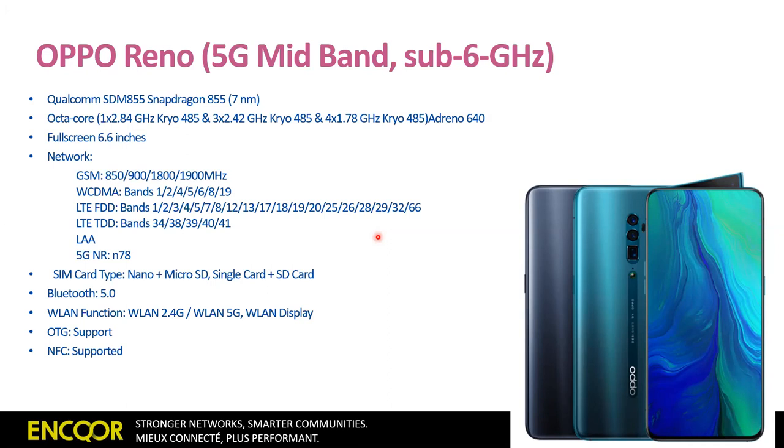I'm going to go quickly through the devices here one by one. Like we have Oppo Reno. It's 5G mid-band, sub 6 gigahertz. It's Android. It's using Qualcomm SDM855 Snapdragon. You can go through the specification quickly, or you can search for it. It's available online. It's Oppo Reno 5G mobile.